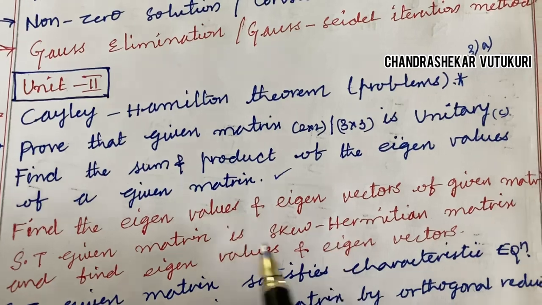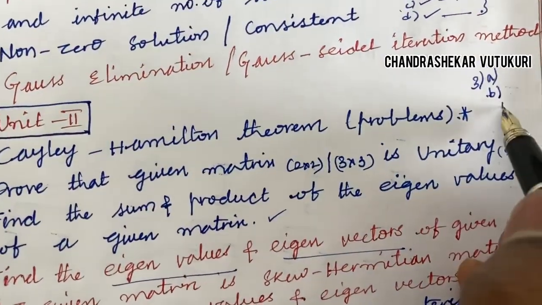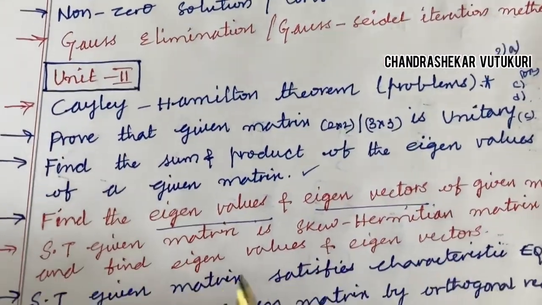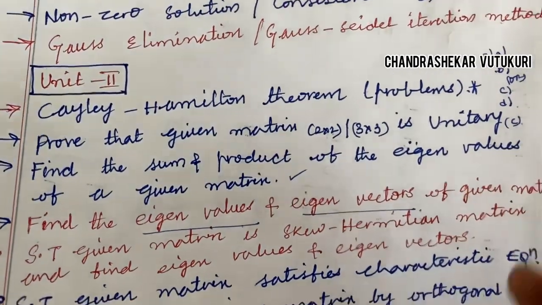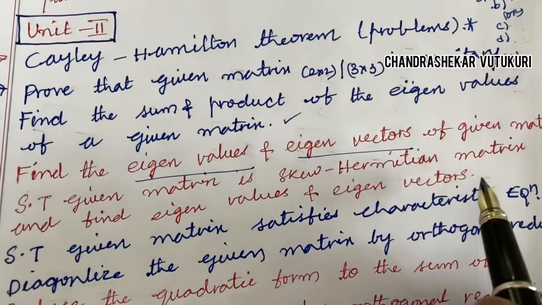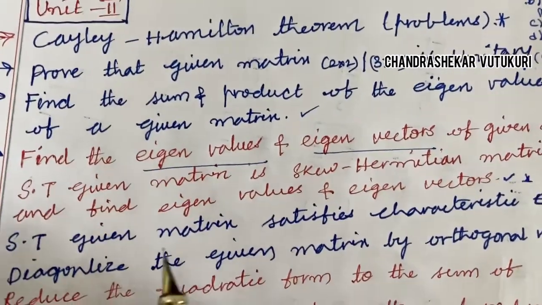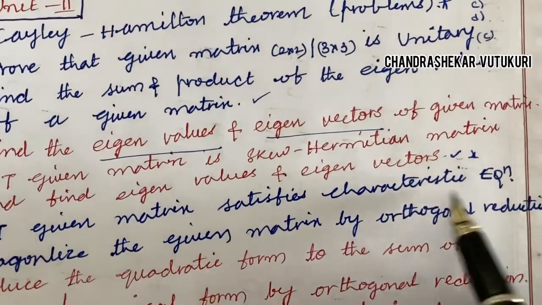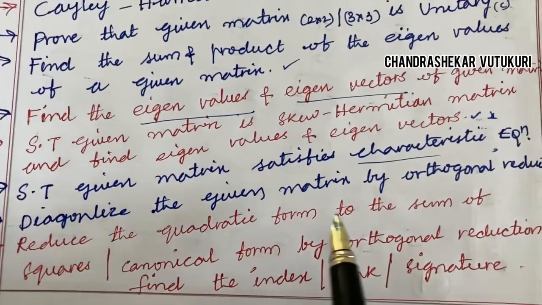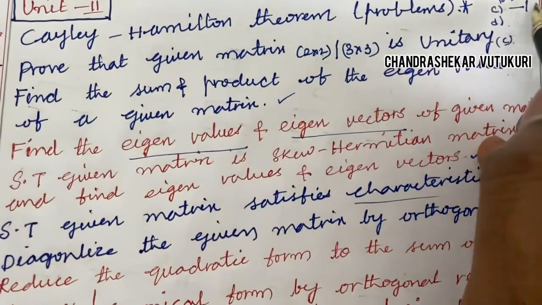Find the eigenvalues and the eigenvectors is said to be one of the top and important questions, that may be in 3B or C, D. The number 3 is for unit 2. So related to eigenvalues and eigenvectors, you may be getting something here. Show that the given matrix is a skew Hermitian matrix and find the eigenvalues and eigenvectors may also be one of the important questions. Show that the given matrix satisfies the characteristic equation, maybe the C question in the question paper. Diagonalize the given matrix by orthogonal reduction is also very, very important. That may be in C.